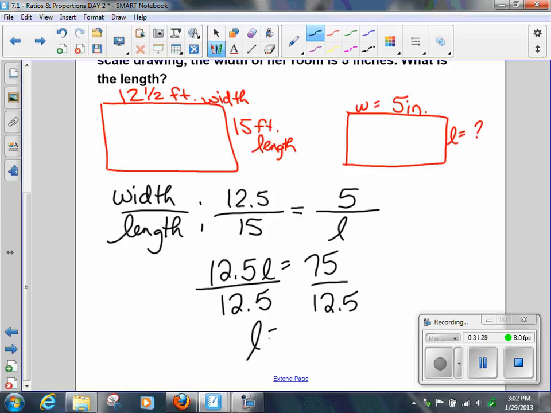What is it? 6 what? Why is this in inches? Because it's the scale model. That means that the length of this room on our picture, on our blueprint that we're carrying in our house or our truck or our back pocket, is 6 inches, correct? On our scale drawing, facile or difficile?